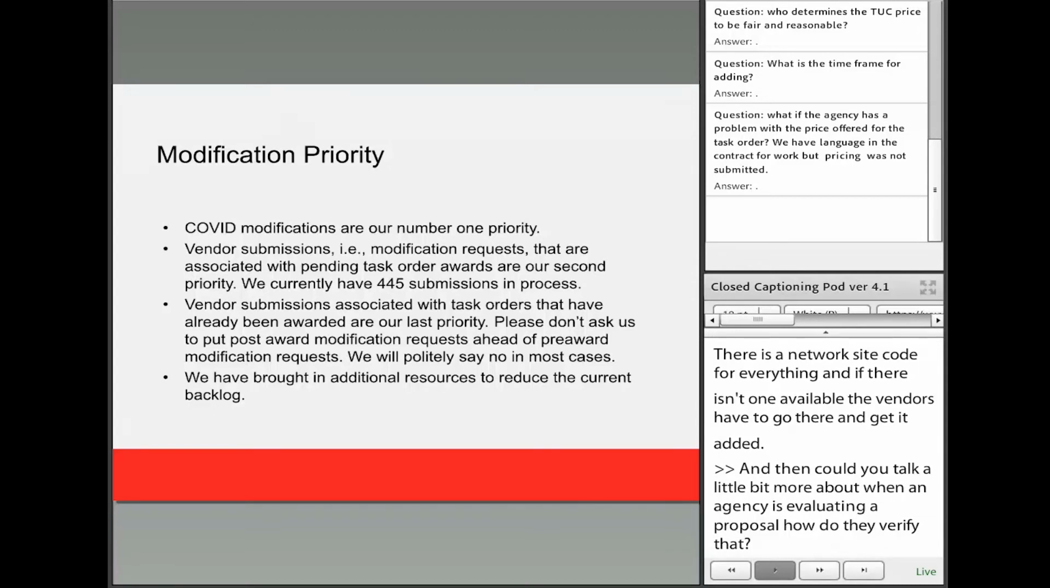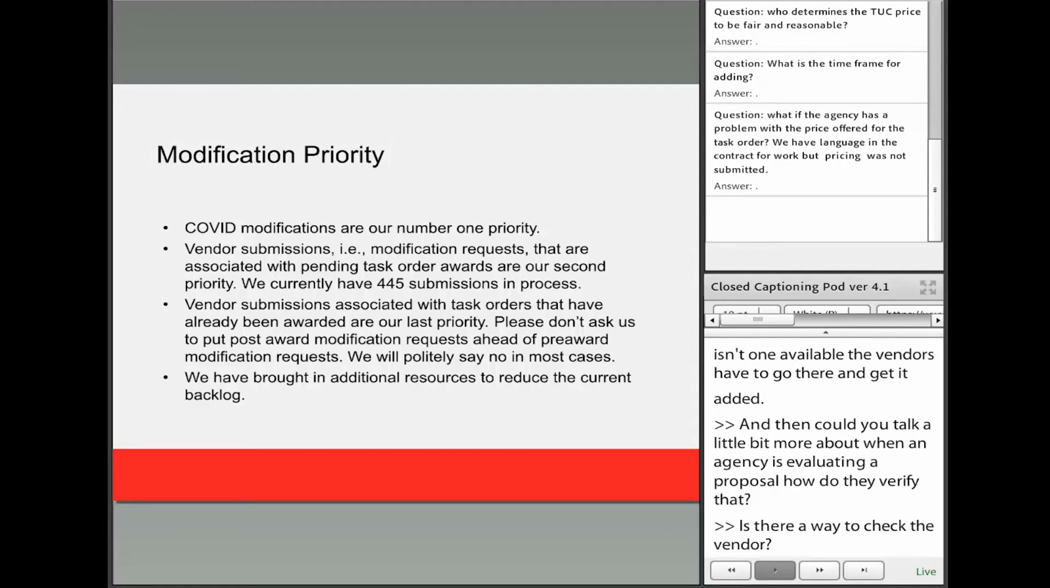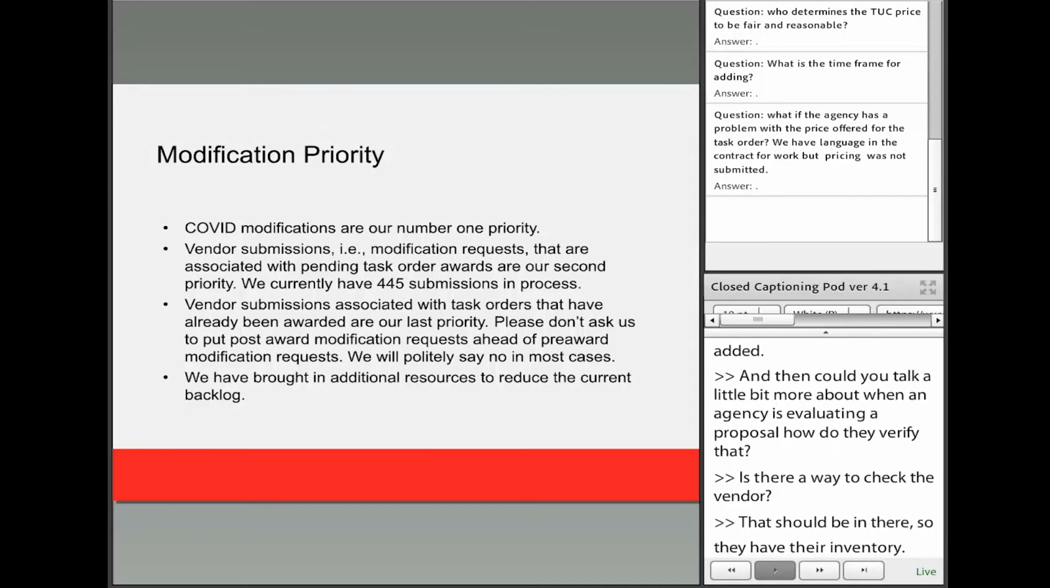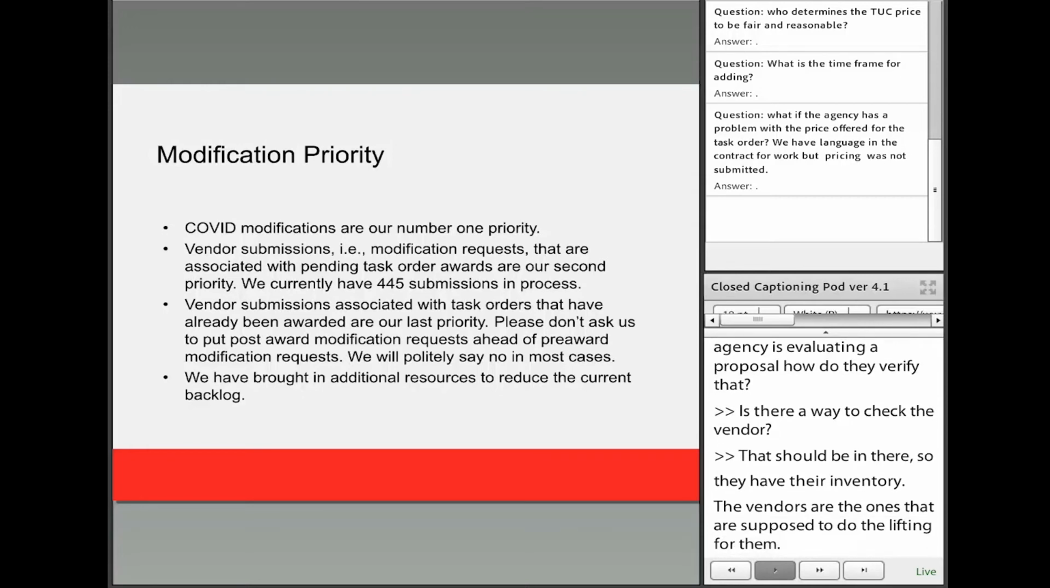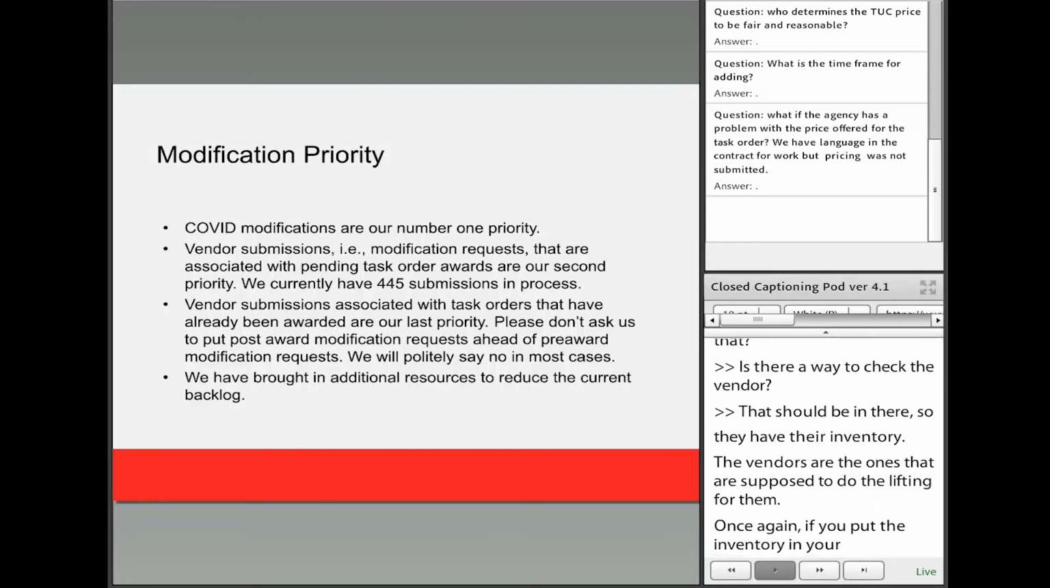Is there a way to check the vendor? Well, that should be in there. So they have their inventory, and the vendors are the ones that are supposed to do that lifting for them. Once again, if you put the inventory in your solicitation, a vendor should look at all that and say, yep, we have all those CBSAs on contracts where all those NSCs are located, and we have priced all of those.